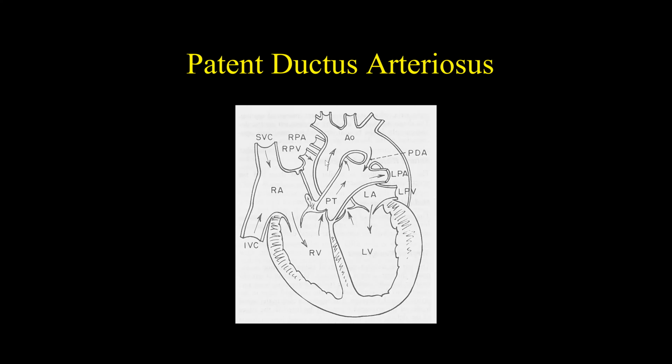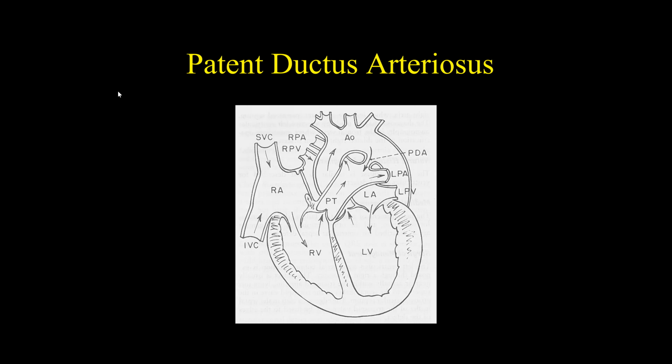Okay, so the PDA is this little connection here. Remember, that connects the descending aorta right here, that's the PDA, to the main pulmonary artery segment. And again, in a normal animal, right after birth, magically, this blood vessel that is normal in utero should close off. And then once it closes off, that allows normal systemic circulation and pulmonary circulation like we think about it in a normal animal.